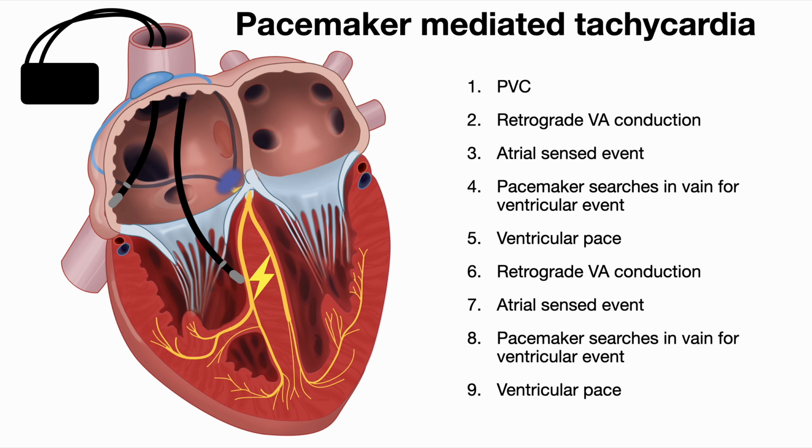There is one reliable way to stop it bedside, which is to place a magnet over the device. Magnets put the pacemaker into what's called asynchronous mode, where it just simply paces at a fixed rate no matter what's happening. And this terminates the tachycardia because there's no sensing. So steps 3 and 7 cannot occur because the pacer is just pacing at a constant rate no matter what.